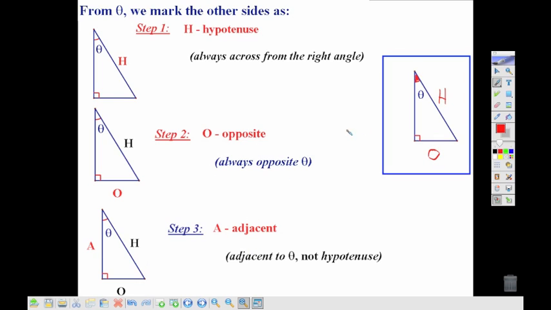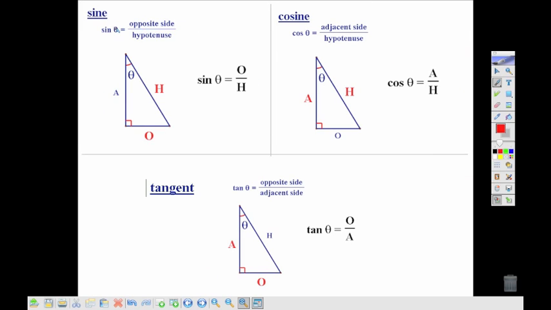And then next we look for the adjacent side. Adjacent means the side touching it. It's just the side that's left. It's not the hypotenuse, but it is adjacent to that angle. Once we have our triangle labeled like this, using trigonometry should be very easy. We just need to remember which ratio we're using.